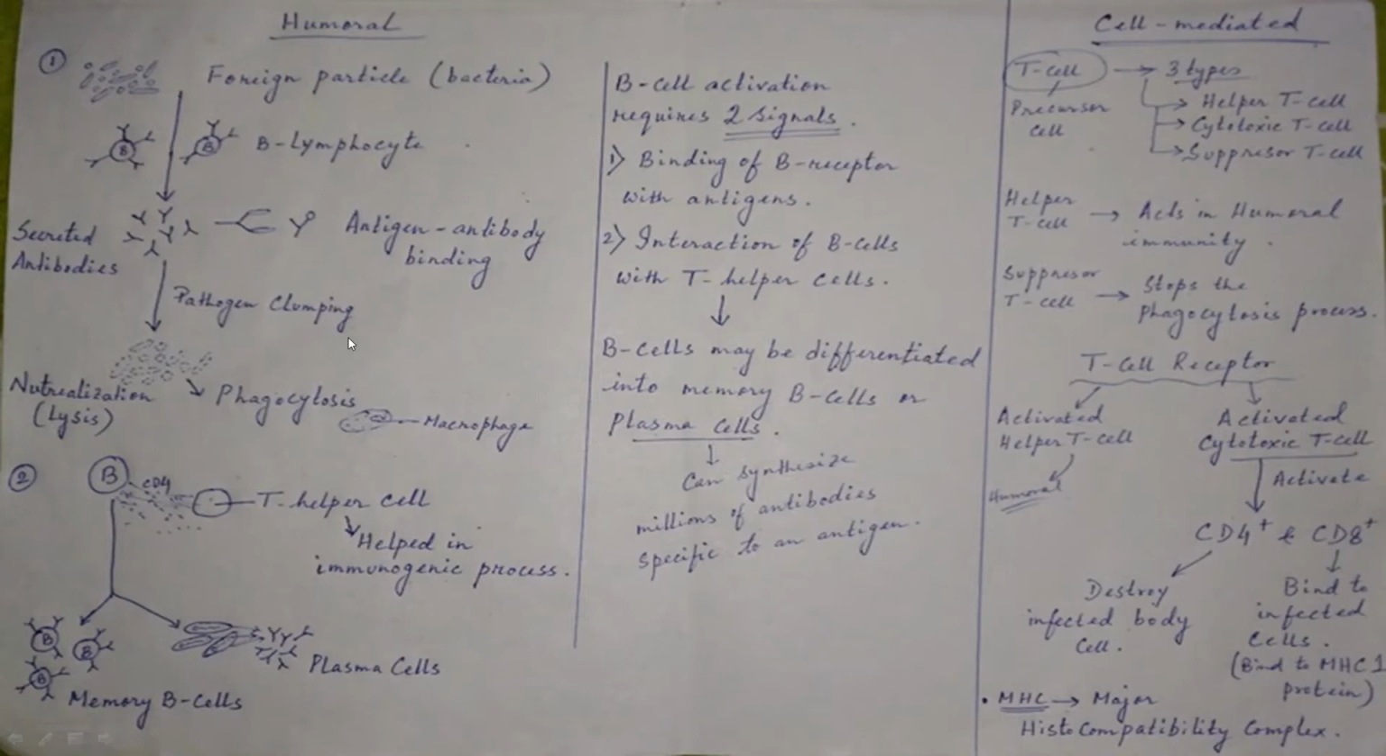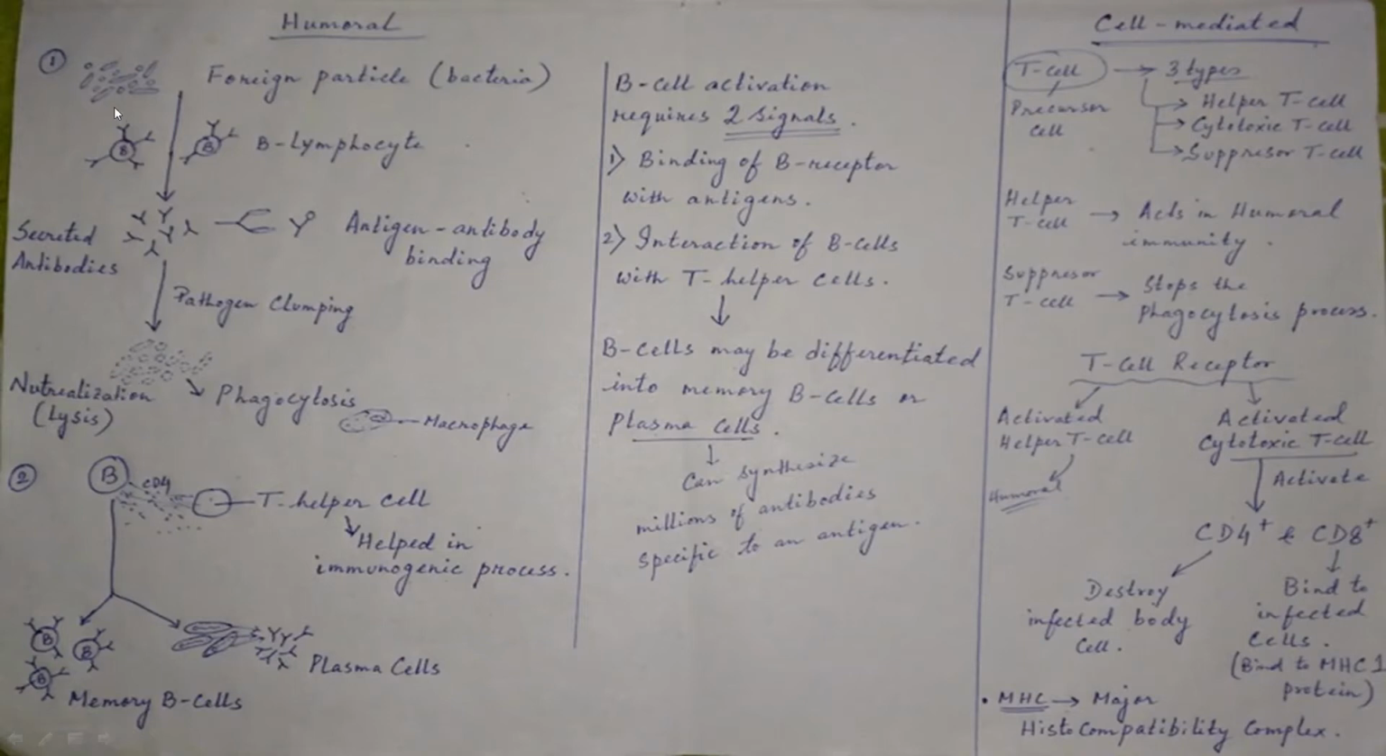The pathogen clumping takes place, and after that these antibodies help in the neutralization or the lysis of the antigens or the foreign particles, and you can see cell lysis occur. You can see from here, this is a fully encoded bacteria. The upper portion, the encoded portion or the outer cells, are dissolved or neutralized through cell lysis.